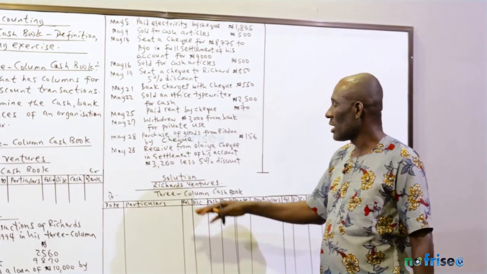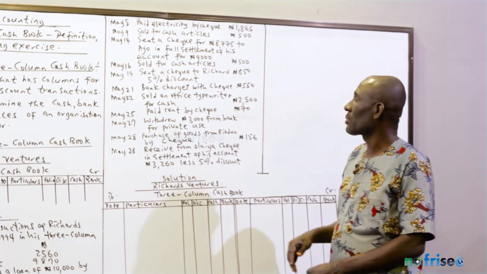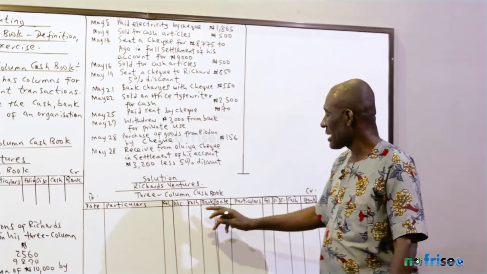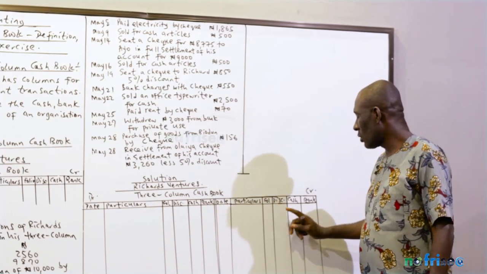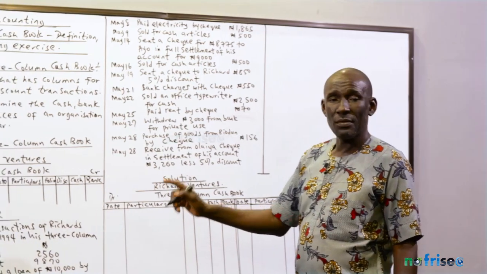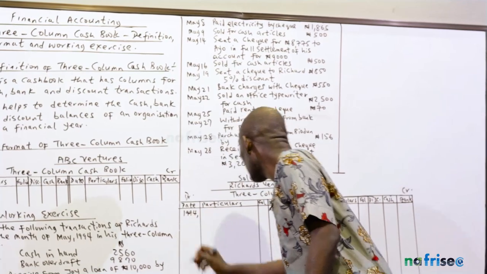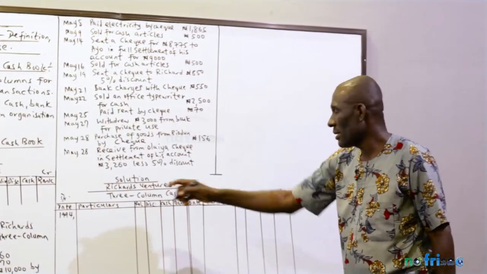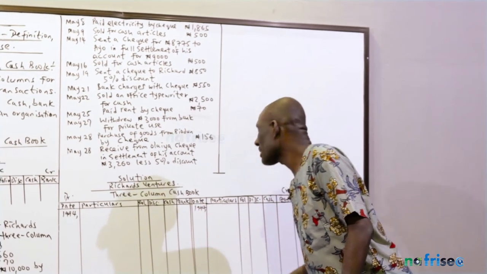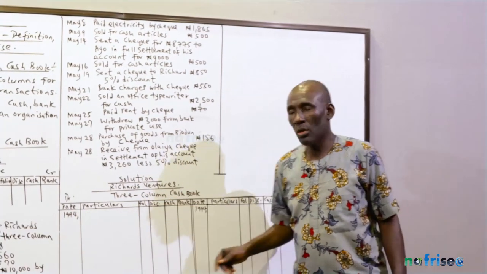As you can see, solution. The name of the organization is Richard Ventures, 3-column cash book. Now, we have date, particulars, folio, discount, cash, bank, and on the credit side, date, particulars, folio, discount, cash, bank. So let's take the first one. The year is 1994, so we come here. As you can see, on the debit side and the credit side, 1994 under the date column.